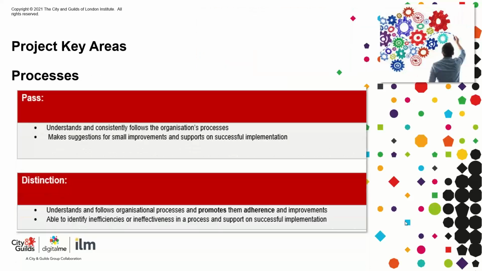Okay, processes. Following processes and procedures are crucial aspects of the project management and planning. These should be clearly evidenced in the project. At pass level, an apprentice should talk about what organisational processes have been followed and why. The project should be implemented whenever possible.